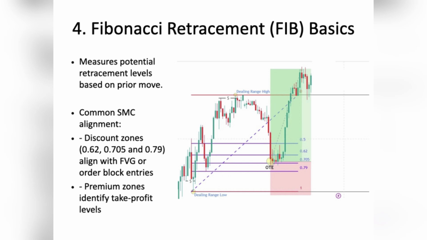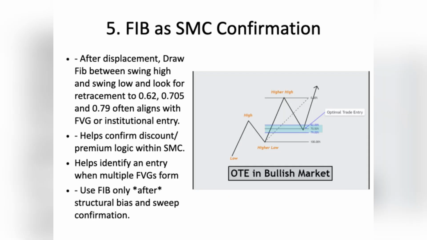The visual here shows the optimal trade entry, or OTE, zone within a dealing range, bounded by these key Fibonacci levels. So, how do we use FIB for confirmation? After a strong displacement, you draw the Fib tool from the swing high to the swing low. You then look for the price to retrace back to those key levels, 0.62, 0.705, and 0.79.